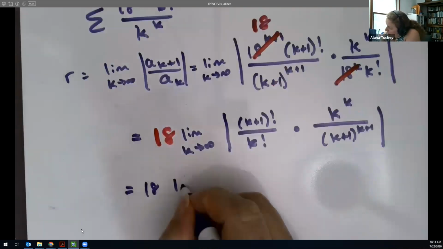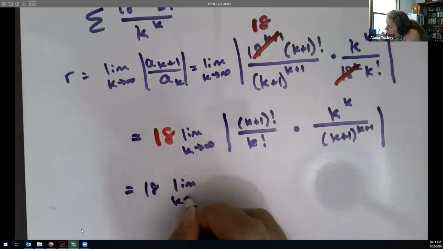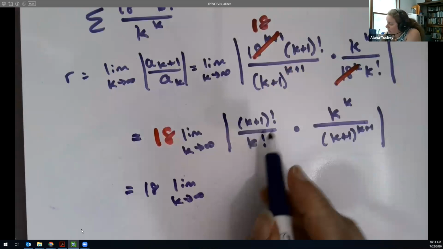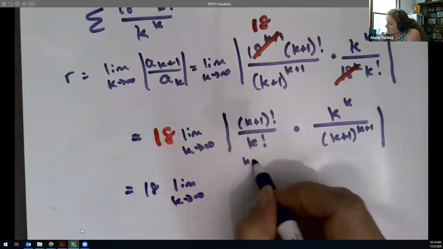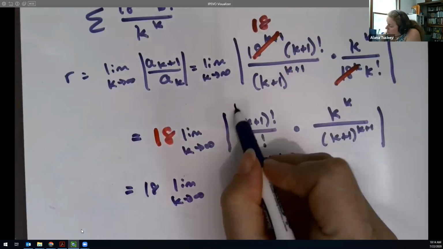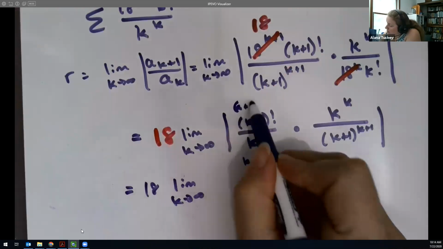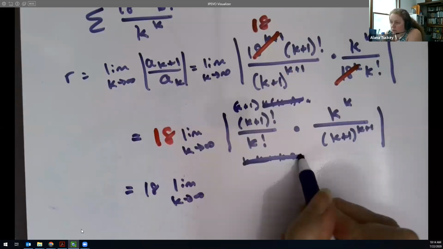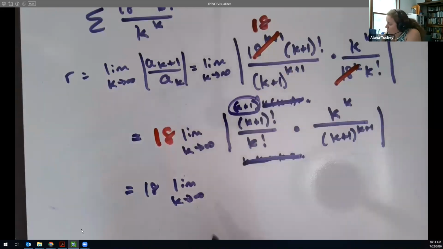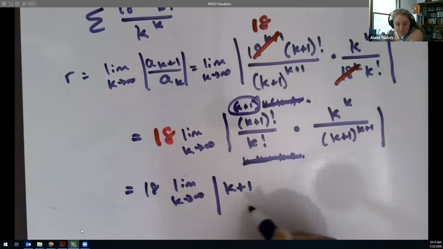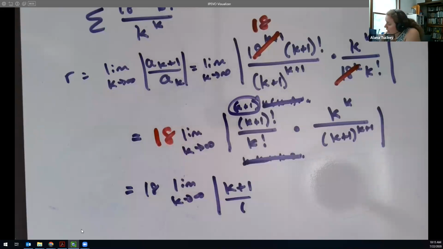All right, so this is 18 times the limit as k goes to infinity of, and everybody was pretty good about this. They recognized that this one's k times k minus 1 times k minus 2, and so on, and then this is k plus 1 times k minus 1, and so on. So everything's going to cancel and leave you just a k plus 1. So you're going to have a k plus 1 just sitting up there. Over 1 if you want to write it that way.